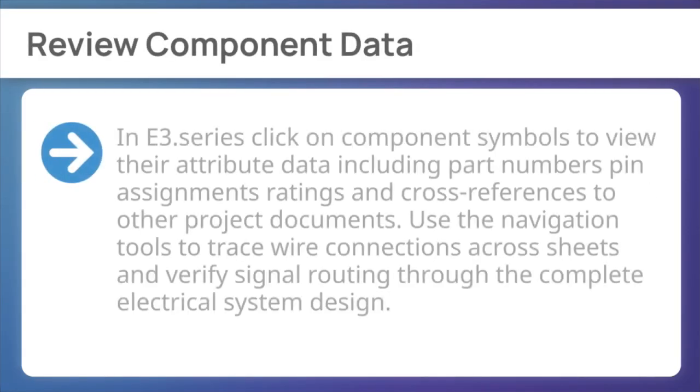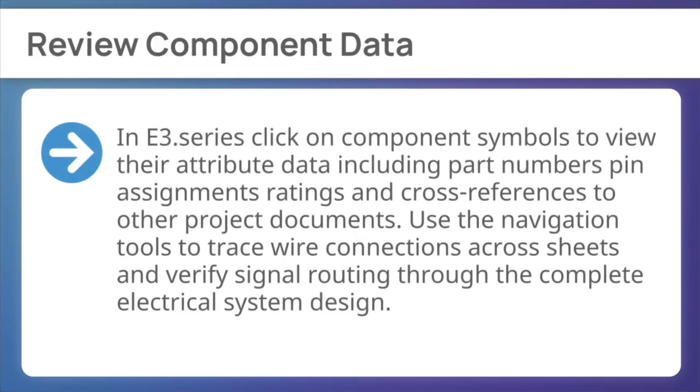Next, review component data. In E3.series, click on component symbols to view their attribute data, including part numbers, pin assignments, ratings, and cross-references to other project documents. Use the navigation tools to trace wire connections across sheets and verify signal routing through the complete electrical system design.